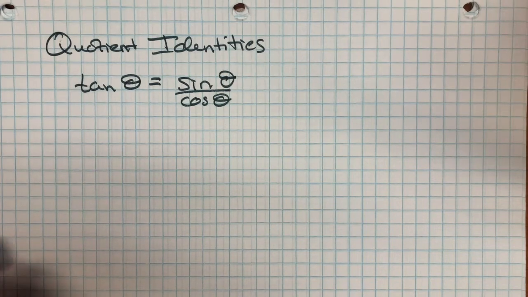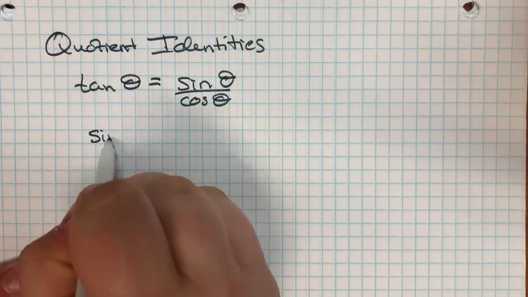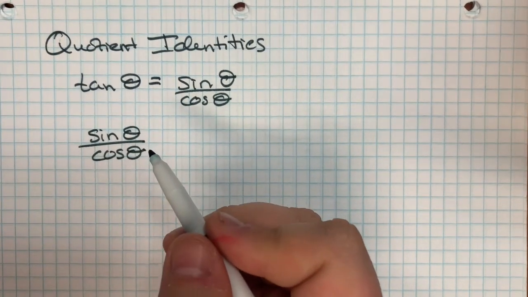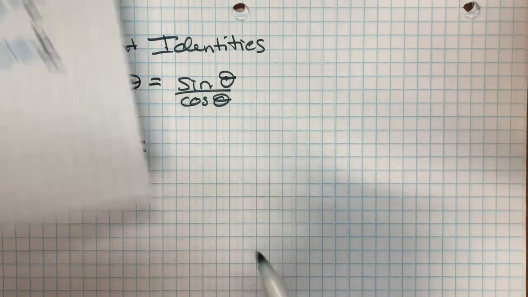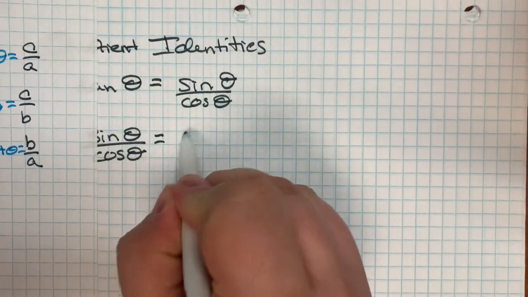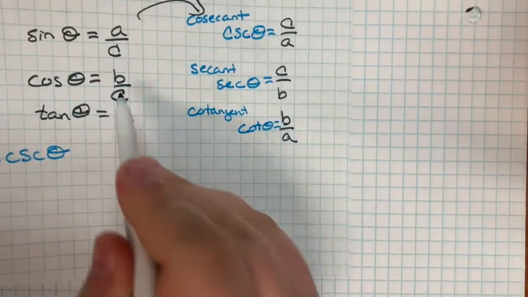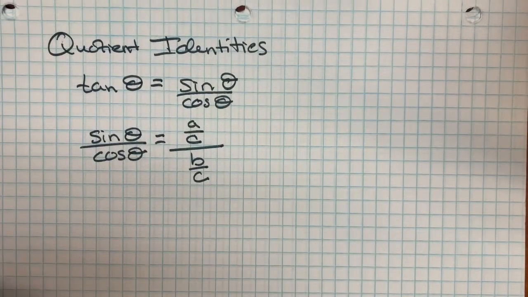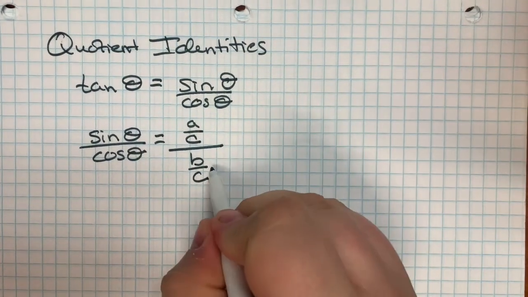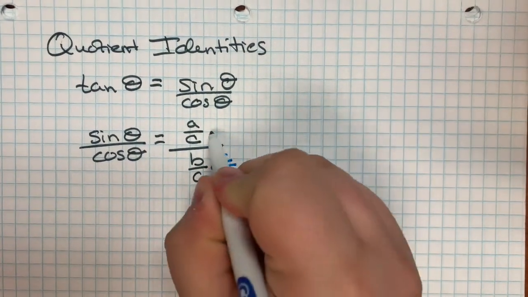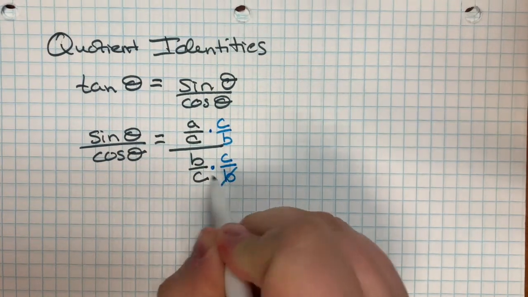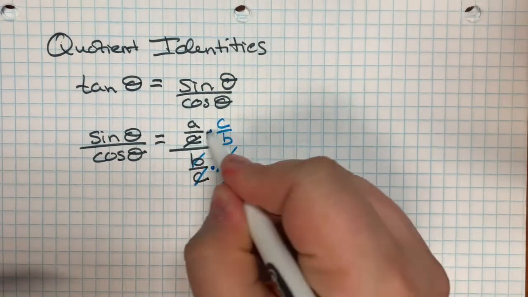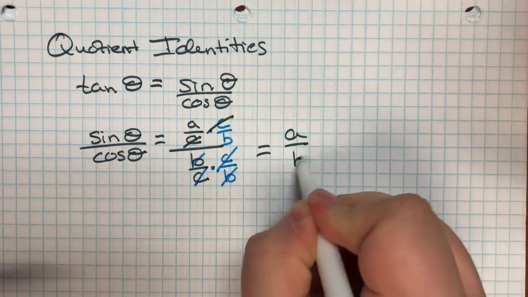You're like, well, why is that true? Well, let's start with sine theta over cosine theta. And we know in a given right triangle, sine of theta is A over C, and cosine of theta is B over C. And we can multiply the top and the bottom by C over B. The B's cancel and the C's cancel. These C's in the numerator cancel. We get A over B.